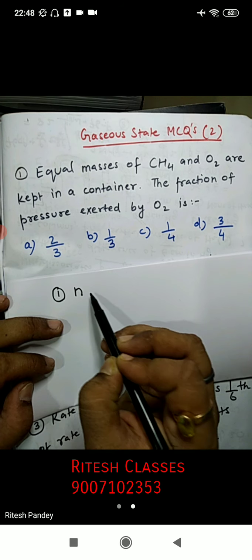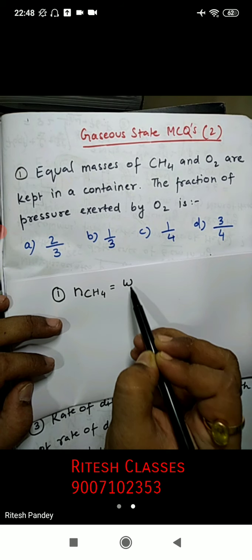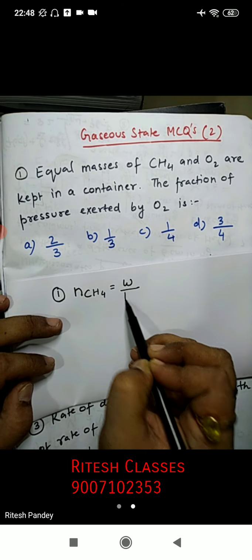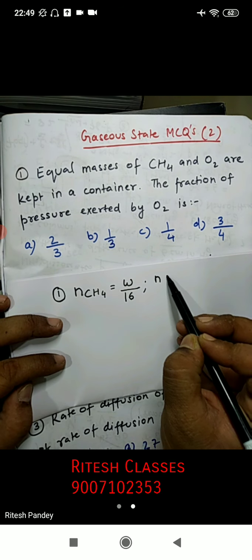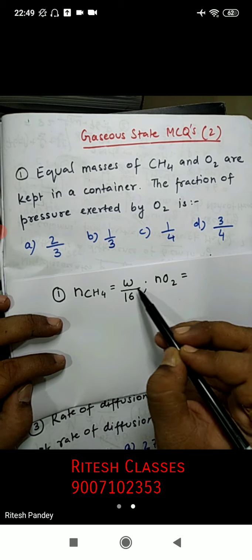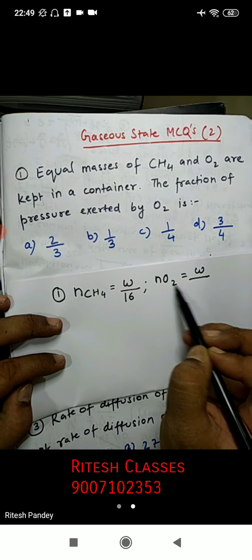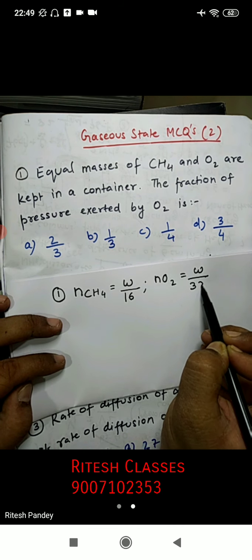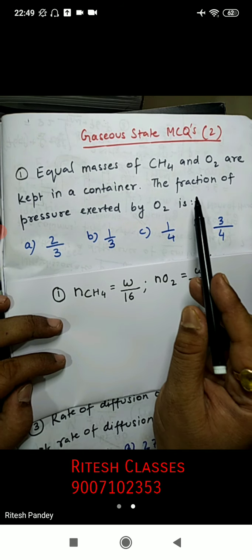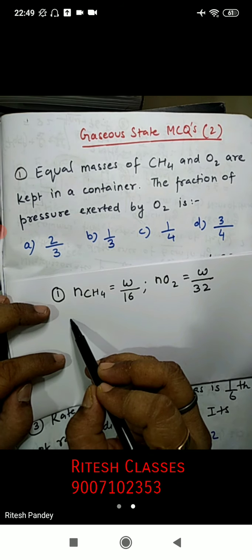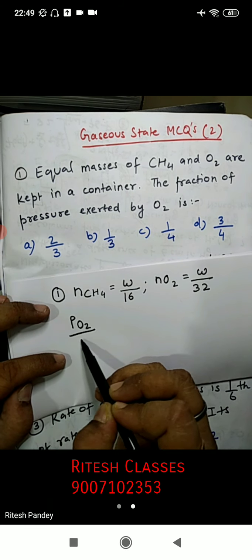Number of moles of methane would be weight upon molecular weight. The molecular weight of methane is 16. And the number of moles of oxygen would be W again, equal masses, and the molecular weight of oxygen is 32. The fraction of pressure exerted by oxygen is certainly its partial pressure upon the total pressure.